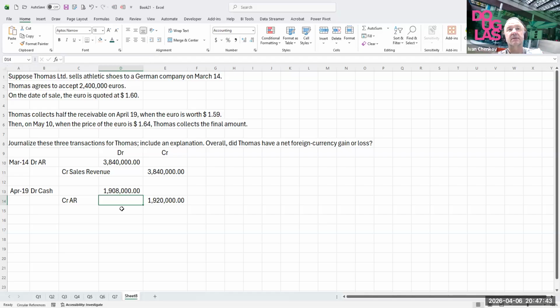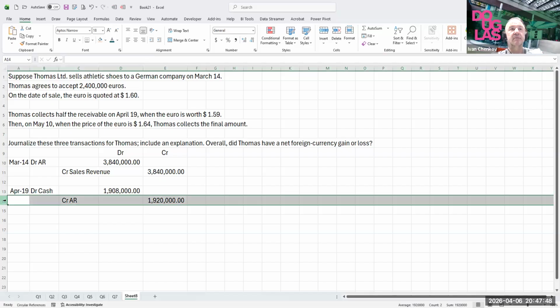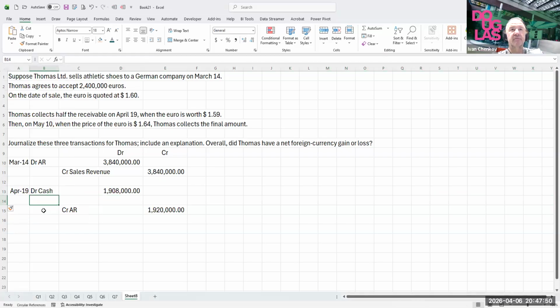So in this case, we need more debit. If we need debit, unfortunately for Thomas, he's going to have a debit to foreign currency exchange loss, which will be equal to this amount minus the cash equivalent that he gets in Canadian dollars for 1.2 million euro. Then we go to the next date, which is May 10.